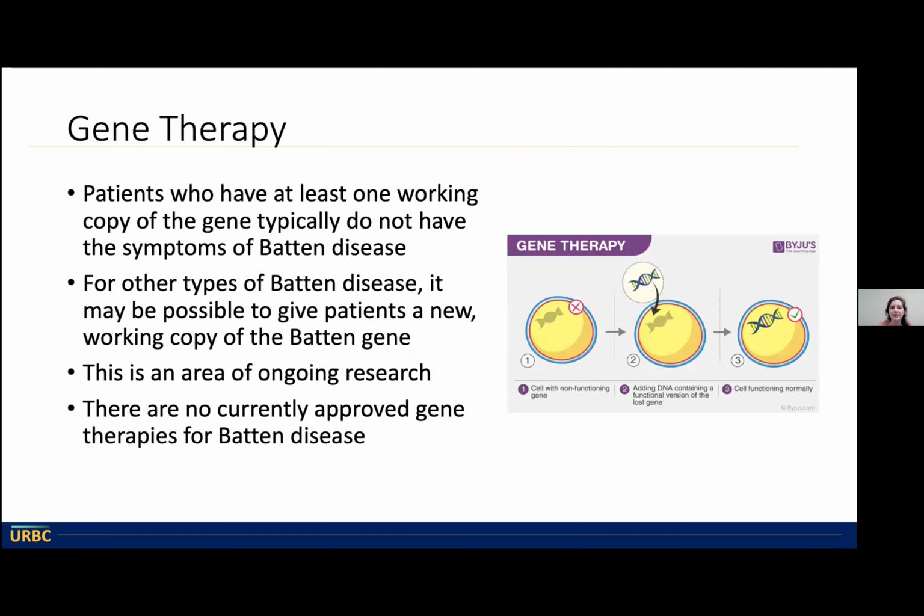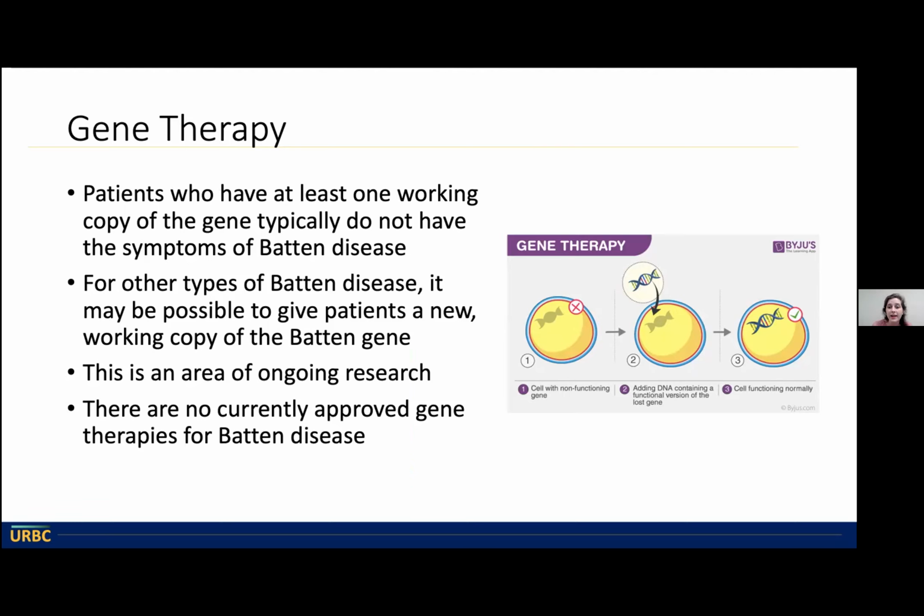The next treatment method is gene therapy. We learned earlier that patients who have at least one working copy of the Batten gene typically do not have the symptoms of Batten disease. This means that it may be possible to give patients a new working copy of the Batten gene. We hope that by doing this, we can prevent someone from showing symptoms of Batten disease, just like those carriers who have one working copy of the Batten gene and one non-working copy, but don't have Batten disease.